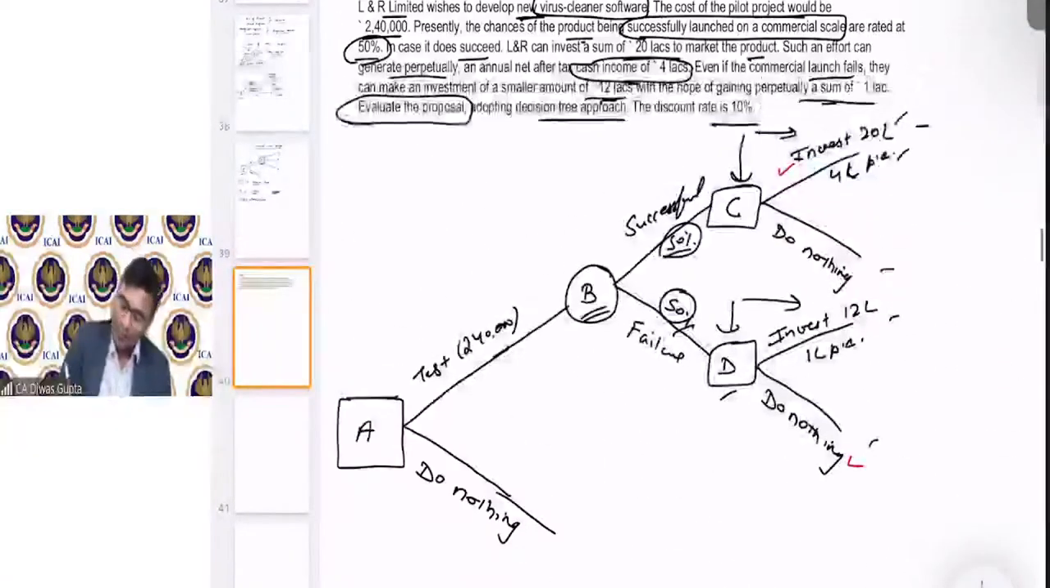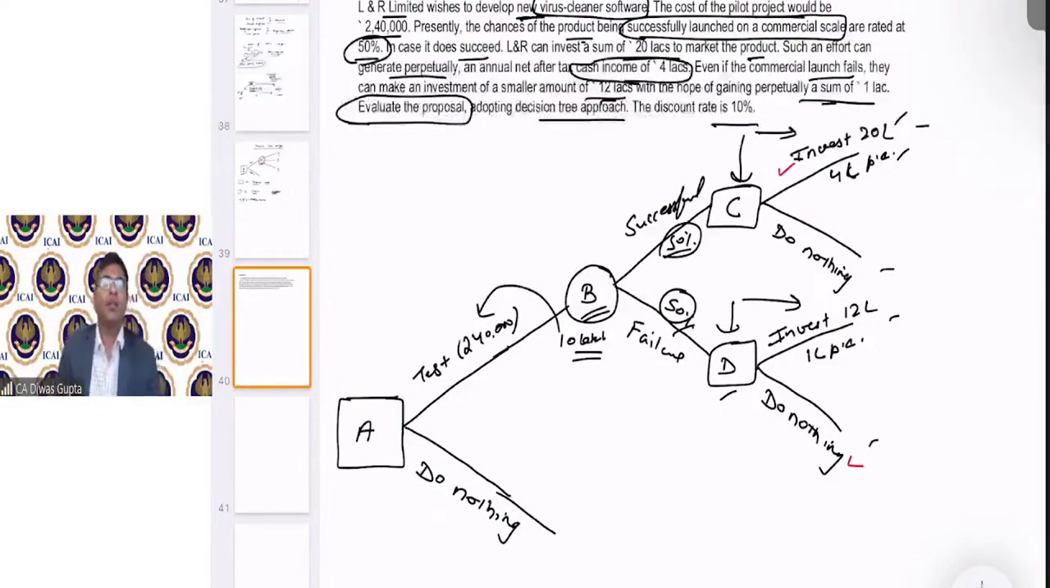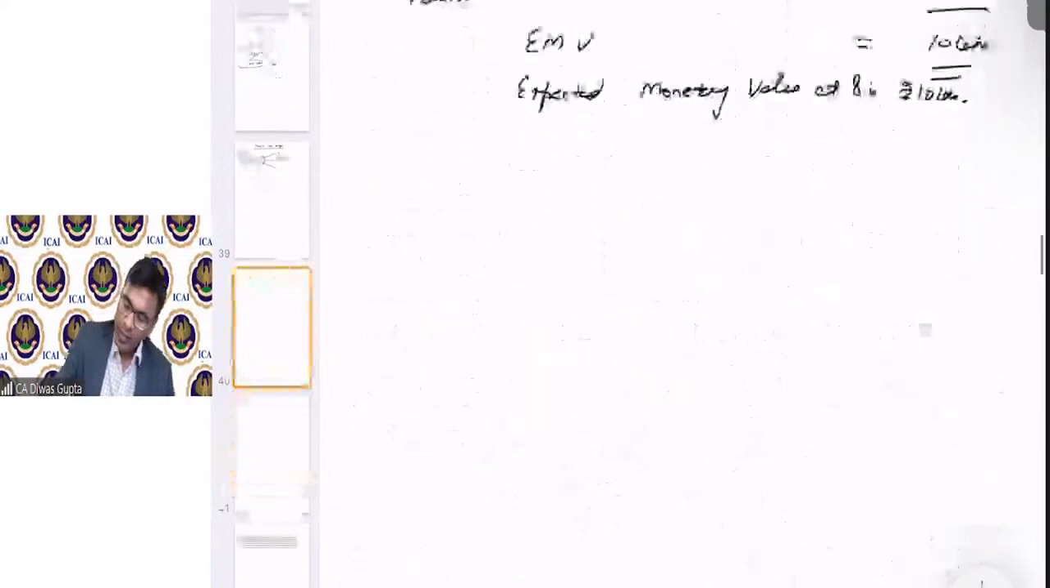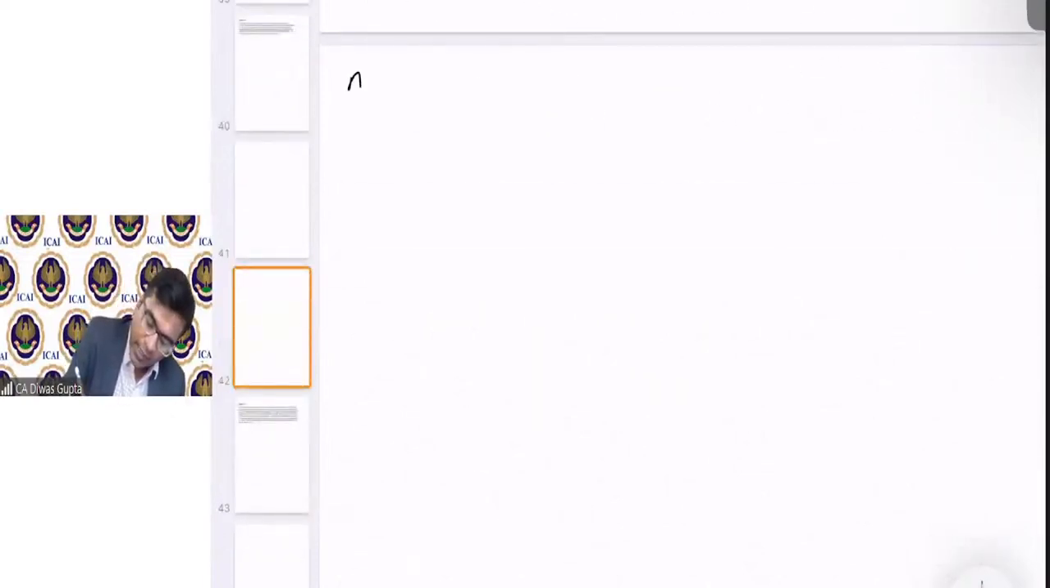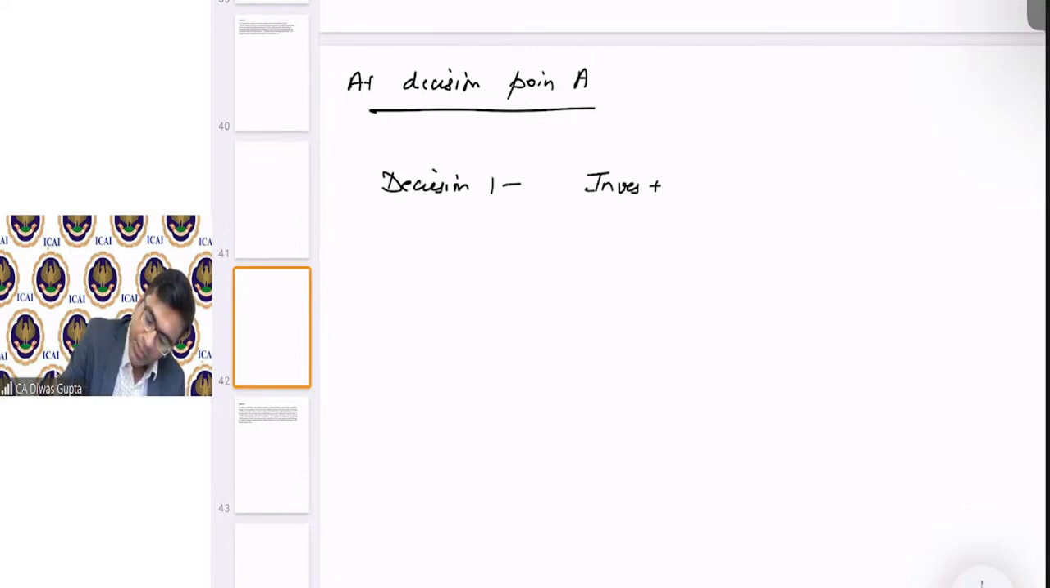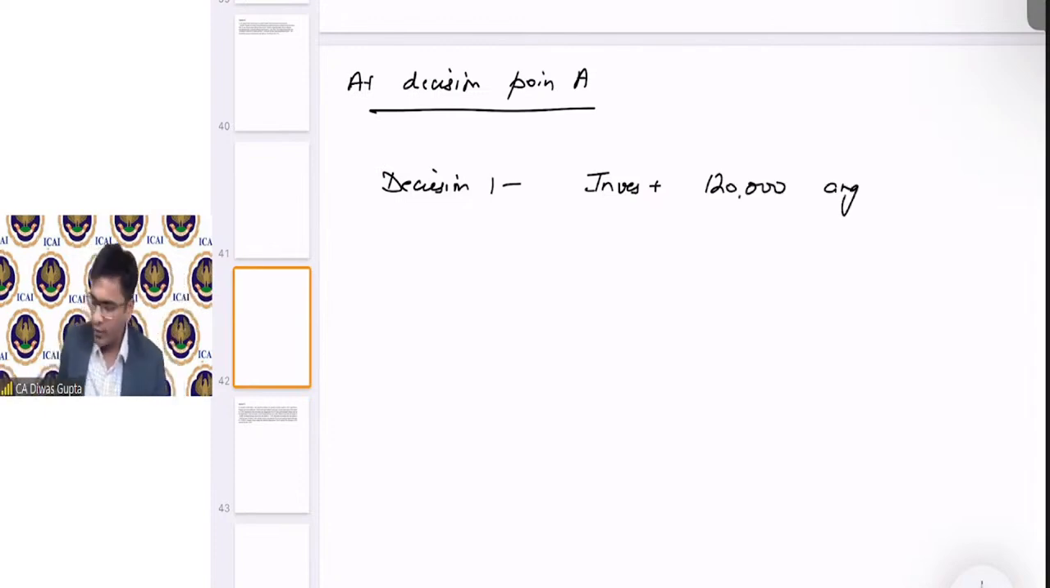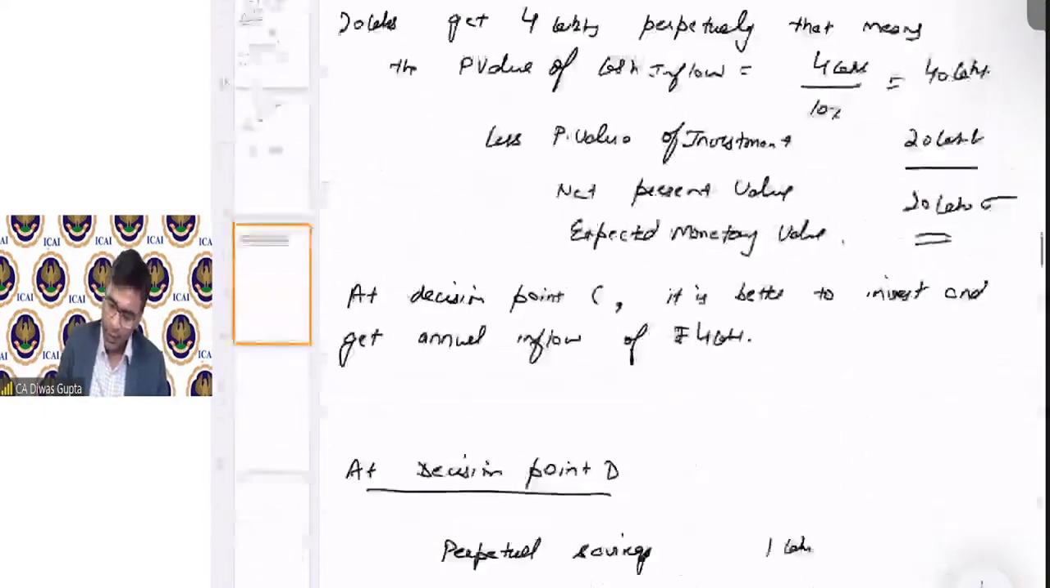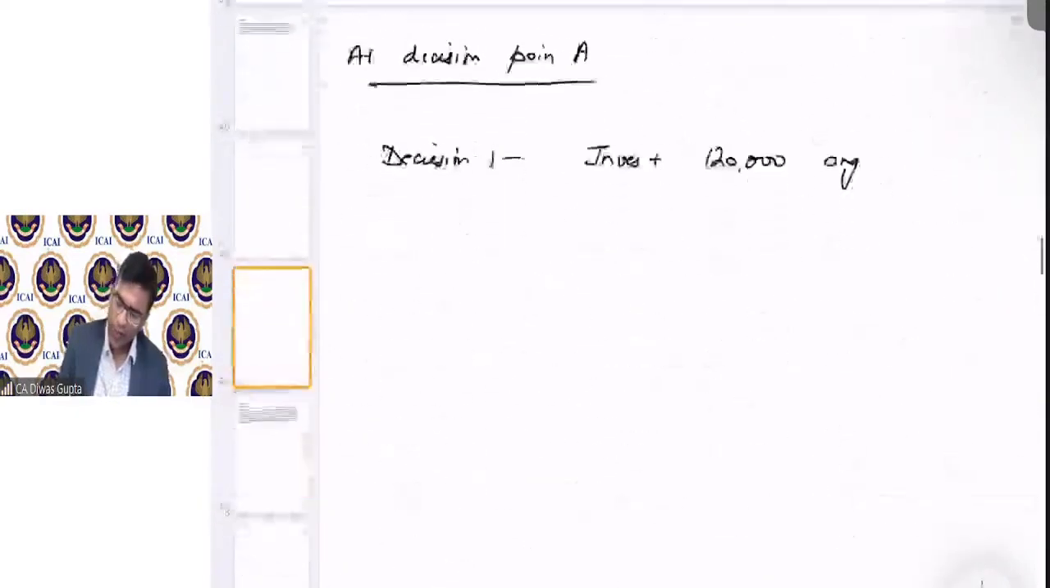the decision point A. So we have come till here, right? Now this 10 lakh rupees will be compared with 2,40,000. Now let's plot what all decisions we can make at decision point A. We have two decisions. Decision 1, invest 1,20,000. Sorry, what is the test amount? It's 2,40,000. Sorry, I mentioned here 120 or 240. 240 only, yes.